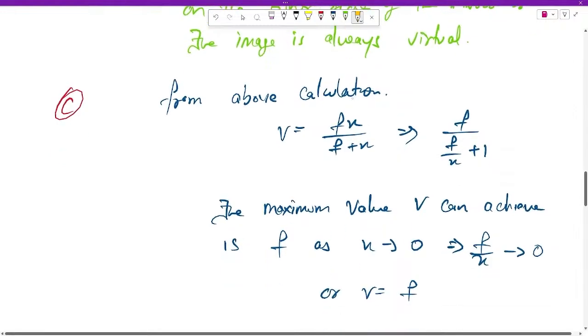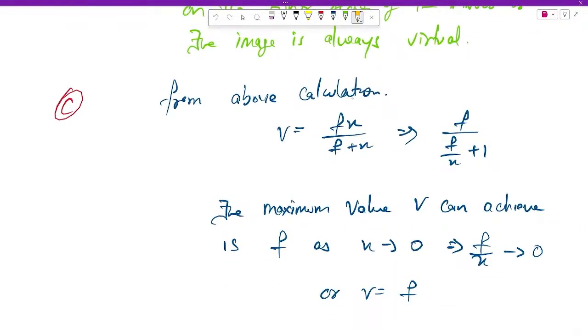Now the third question was, the virtual image produced by a convex mirror is always diminished in size and located between focus and the pole. So the question is asking us to comment on the magnification, and it is also asking us to comment on the position of the image that is lying between the pole and the focus.